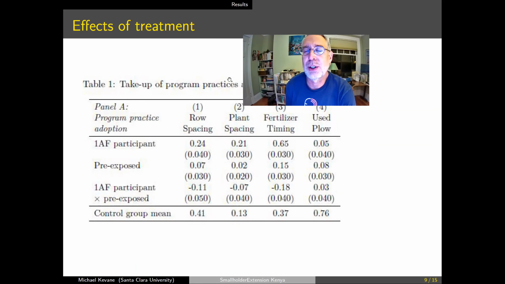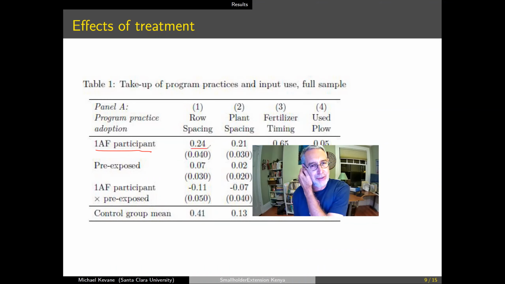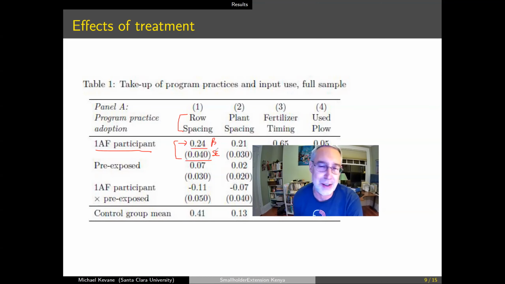So the first result has to do with farm practices, and we're looking for the coefficient here on the participation in the program. So this is the treatment, and we see that we have the coefficient here. Did they do more row spacing? Yes, they did more correct row spacing. And this is the standard error. So remember, our t statistic is the coefficient beta divided by the standard error, and our rule of thumb is if that's greater than 1.96, then it's statistically significant. So here we have 0.24 divided by 0.04, so that's a t statistic of about 6. So of course that would be statistically significant.